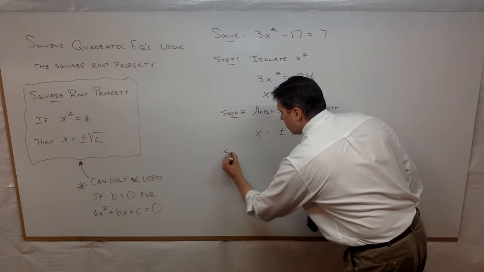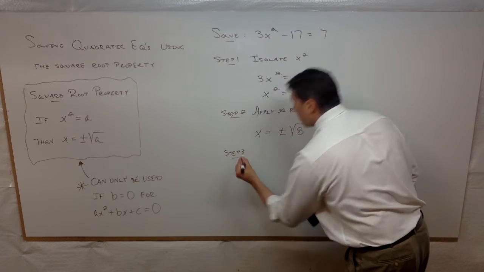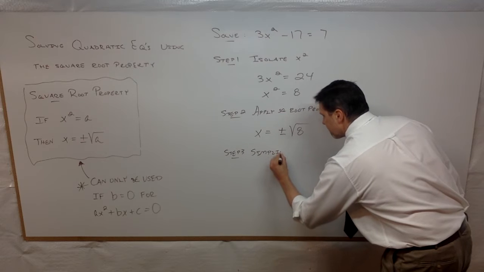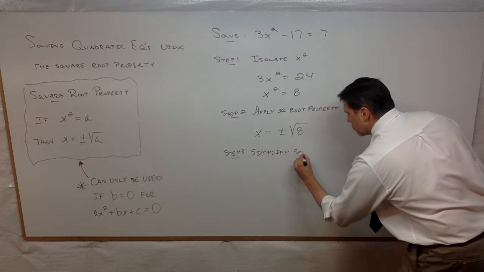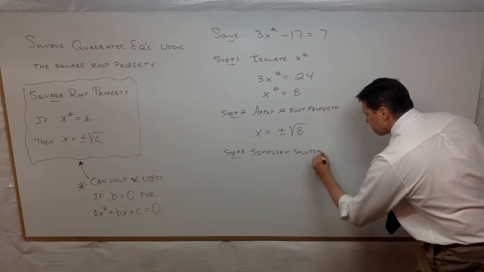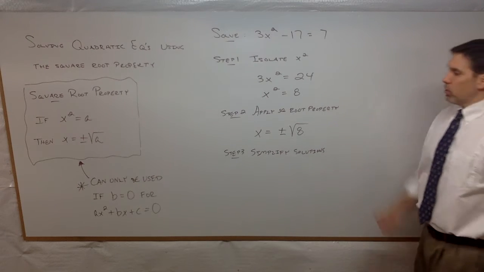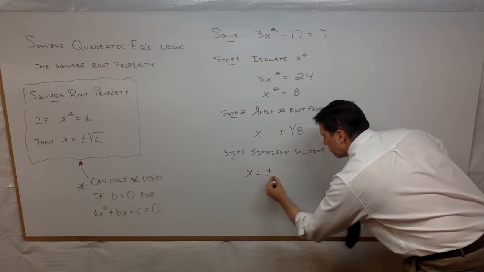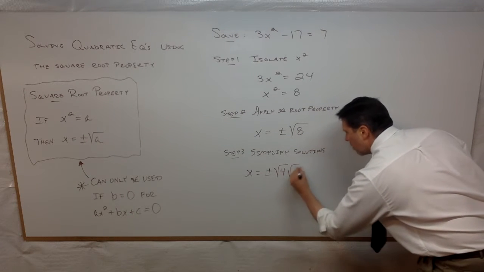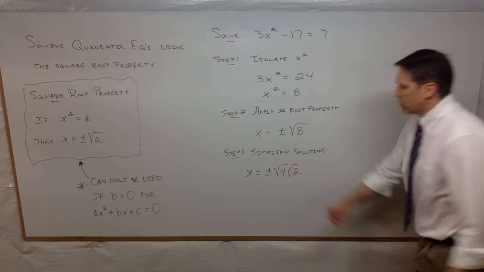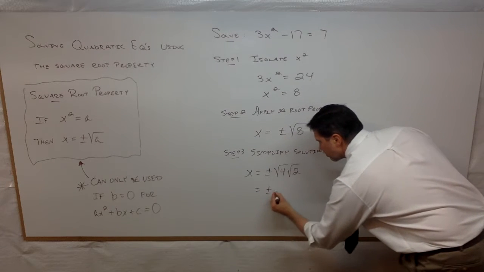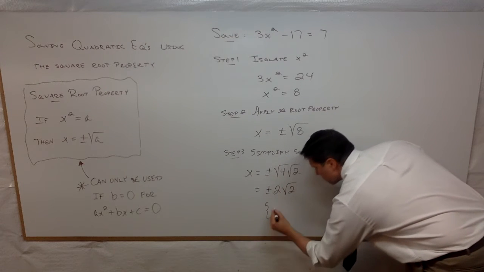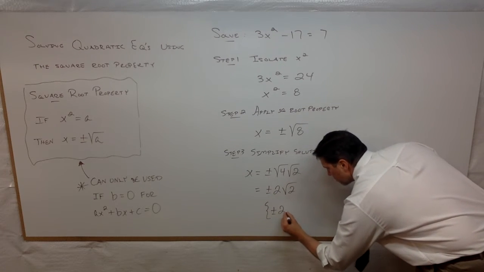So let's just say step 3, it's cleanup. Step 3, simplify. Simplify your solutions. All right, so the square root of 8, what are you? Well, that would be plus or minus, largest perfect square is 4. Going back a couple sections, that will be plus or minus 2. Square root of 4 is 2. Square root of 2, and just like before, plus or minus 2 square root of 2.